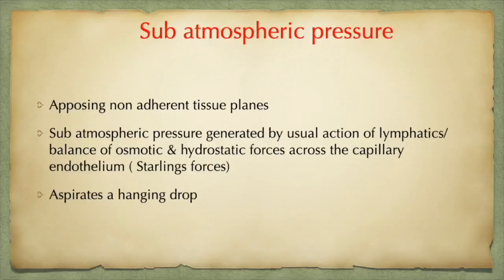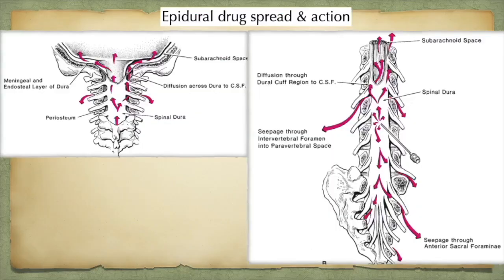Coming to the negative pressure in the epidural space, it is due to the opposing non-adherent tissue planes. Subatmospheric pressure is generated by the usual action of the lymphatics and the balance of the osmotic and hydrostatic forces across the capillary endothelium, which are called the Starling forces. This is the reason for aspiration of a hanging drop when you approach the epidural space.